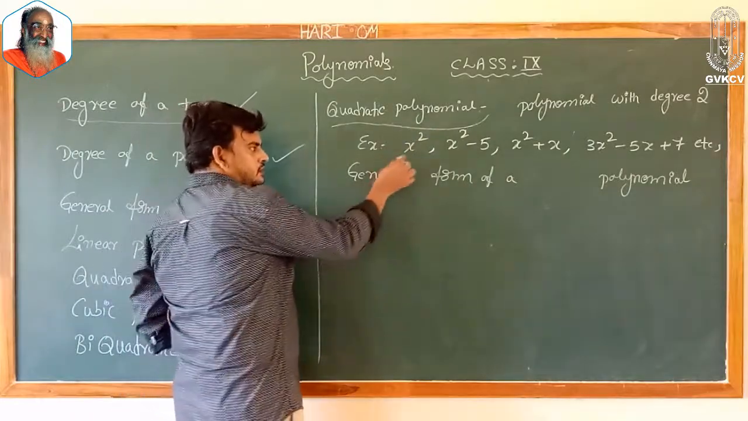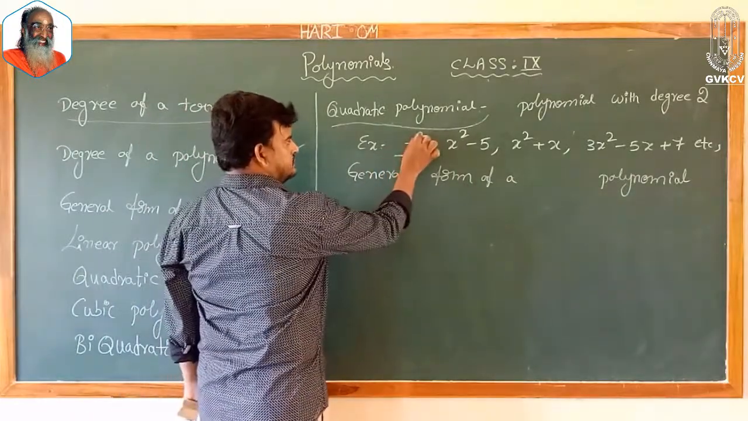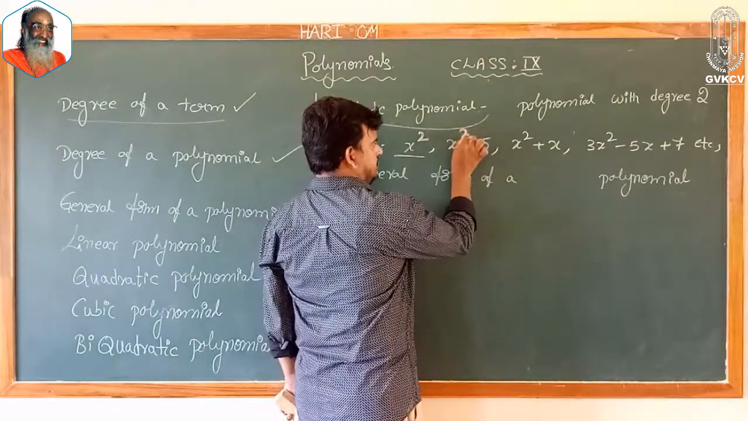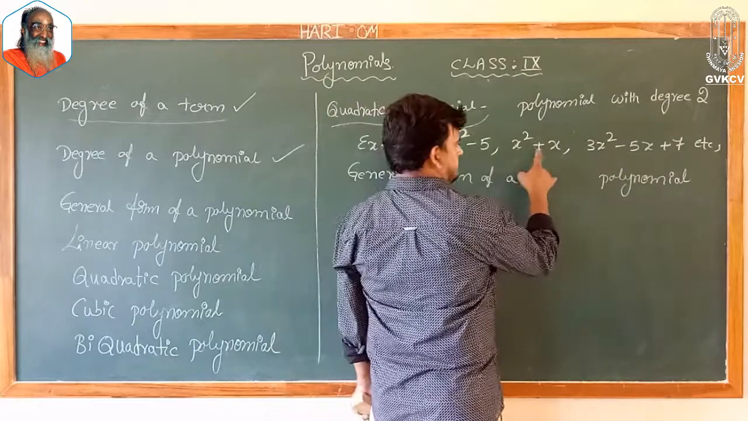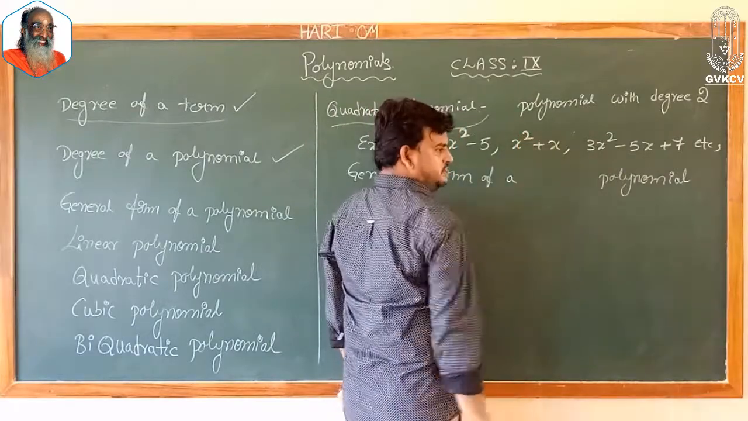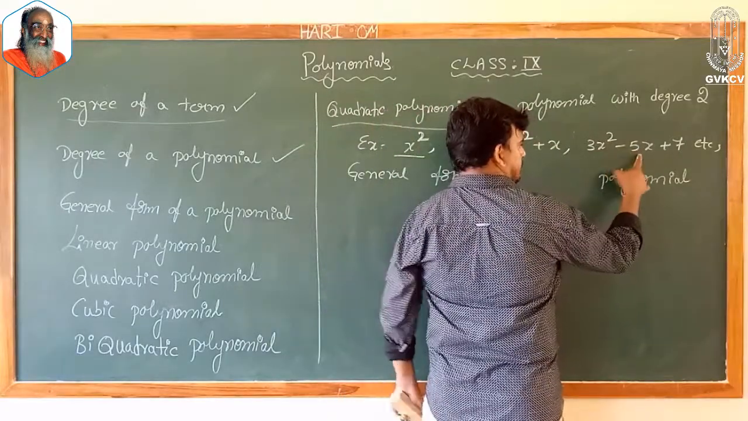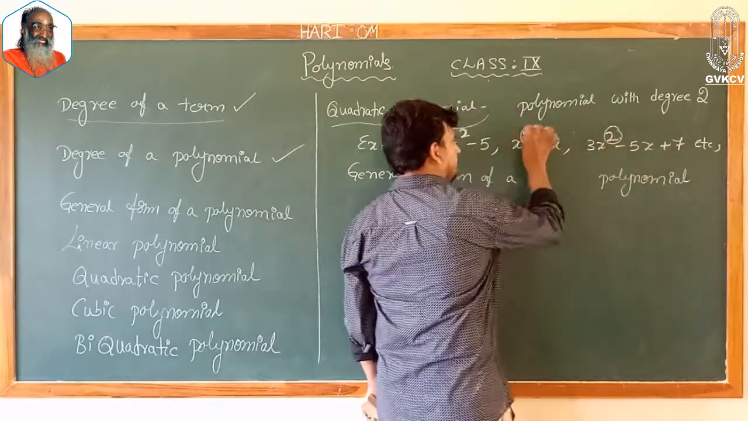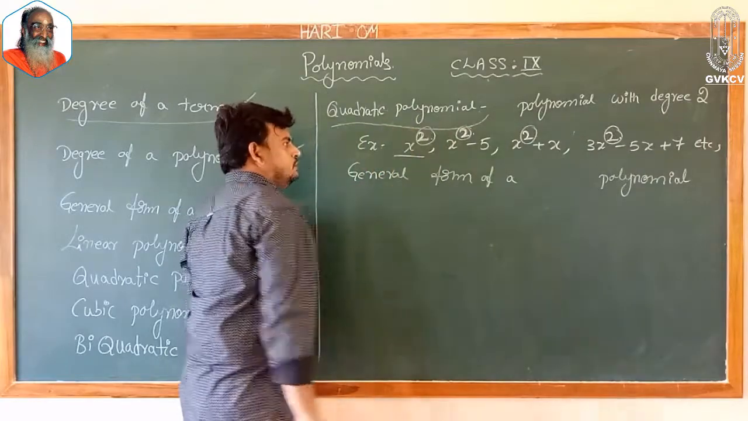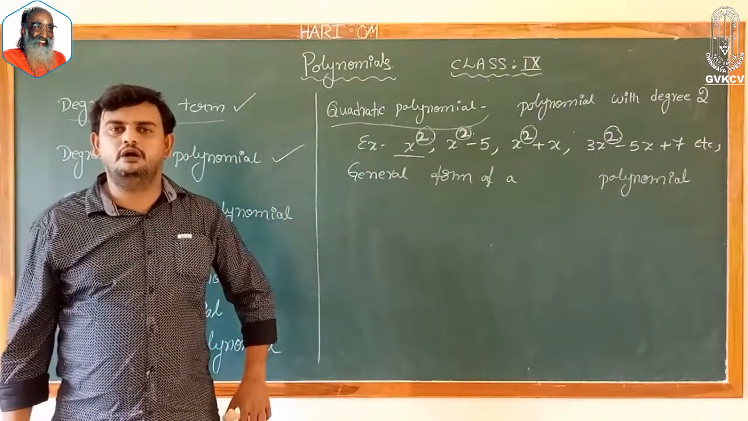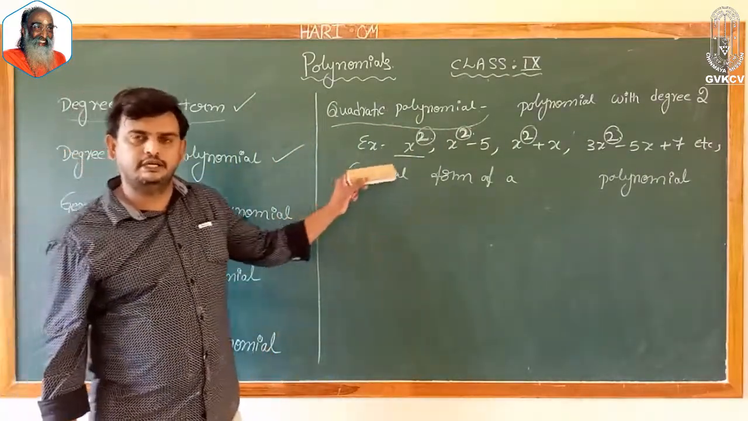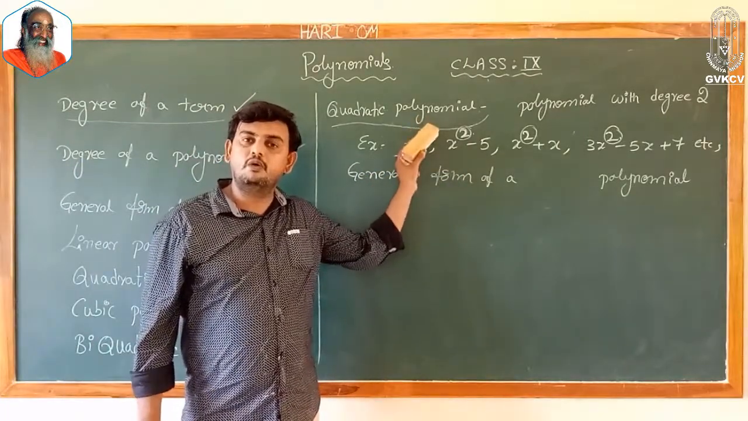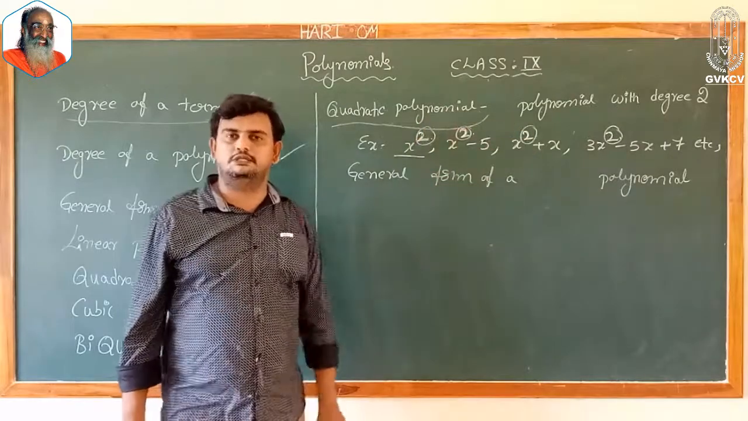Now you can observe x square, its power is 2. x square minus x, here the power is 2. x square plus x, here also the power is 2. 3x square minus 5x plus 7, the highest variable power is 2. So the highest variable power is 2, and that is called the degree of a polynomial, and all these polynomials are called quadratic polynomials.